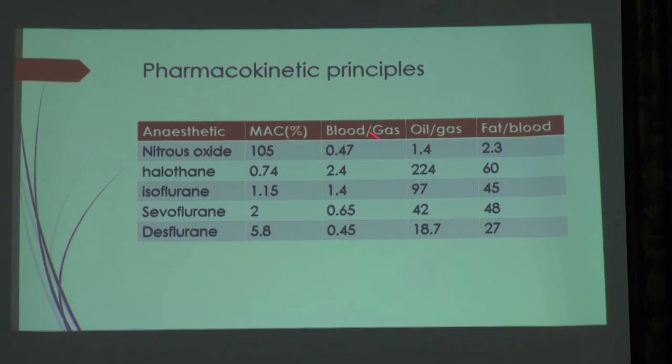And then the oil gas partition coefficient also has something to do with the potency. So you find that halothane's MAC is 0.74%, and the oil gas partition coefficient is very high. The higher the oil gas partition coefficient, the higher its potency, the more likely it will produce its effect. Then the fat blood coefficient has to do with the affinity of the inhalational agent for fat.